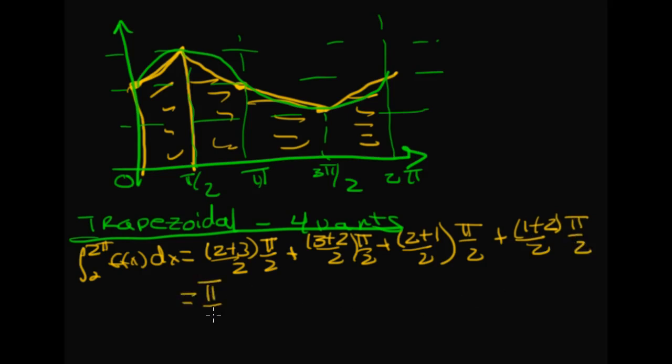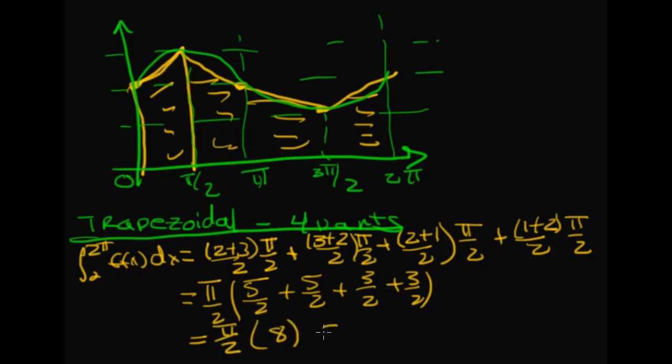All right, so again, we're going to pull that pi over 2 out. So let's see, this is 5 halves plus 5 halves plus 3 halves plus 3 halves. Let's see, that's 16 halves. 16 halves is 8, which gives me 4 pi.